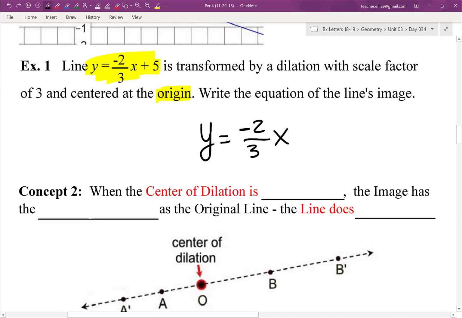Stick the x next to it, and then what's our dilated y-intercept? Positive or negative? Positive. Plus. Because it's positive here. When you get the y-intercept, you use the sign.